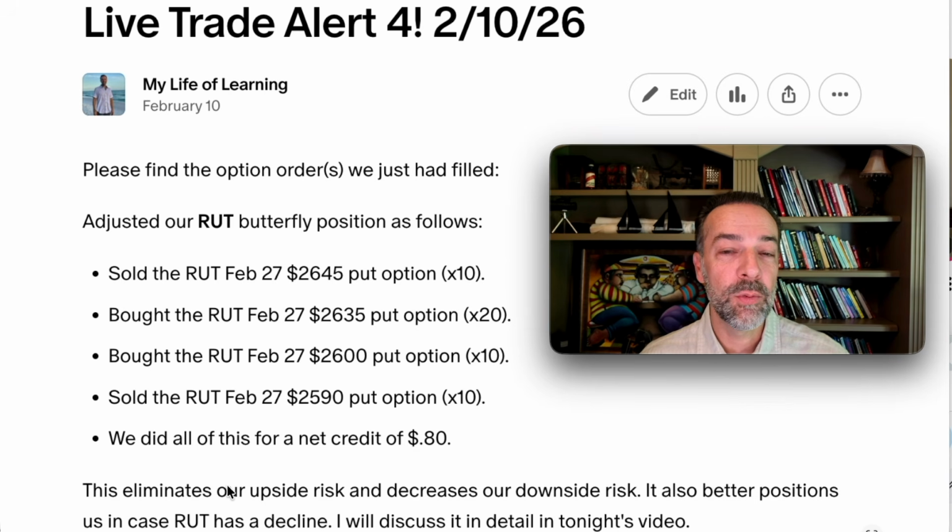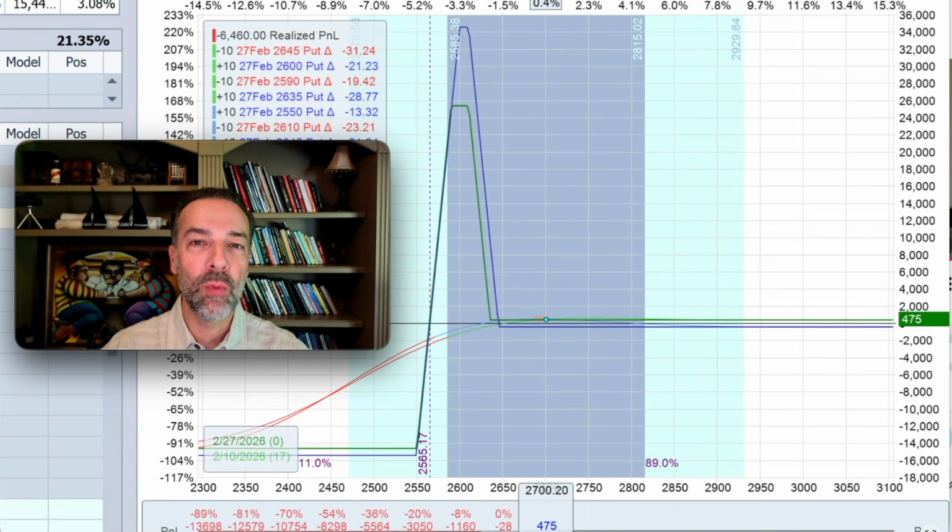Notice when I made this adjustment, which I'll show you in just a minute with our charts, notice that it eliminated our upside risk and decreased our downside risk. It also better positioned me in case the Russell were to go down in price. All right, let me show you exactly what this adjustment accomplished. Remember, the thick blue line is a position before the adjustment, and the thick green line is after the adjustment if we did nothing on expiration day.